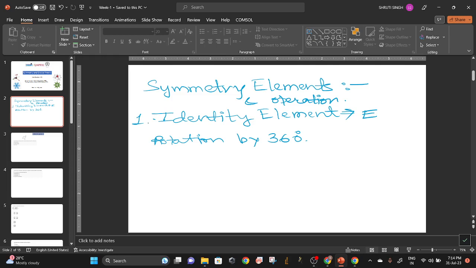Now this was the first. And this identity element is also important because there are many molecules which are so unique that they don't have any symmetry element, but all the molecules will have an identity element.